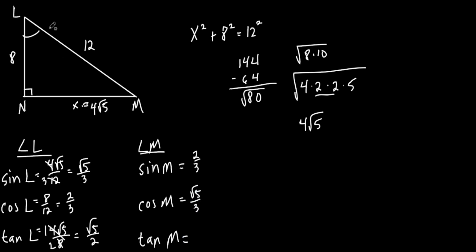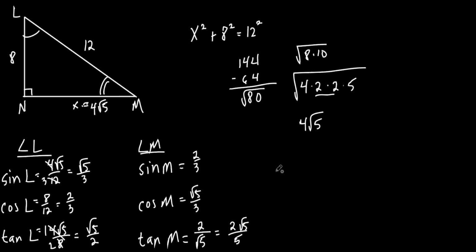You could always do the opposite over hypotenuse and adjacent over hypotenuse if you wanted to with angle M. But you're going to end up with the same thing. What's this going to give you? The tangent of M is the inverse, or the reciprocal, of tangent of L. So what's that going to be? 2 over square root of 5. But we don't want to leave it like that. So it's 2 square root of 5 over 5. And there you go.